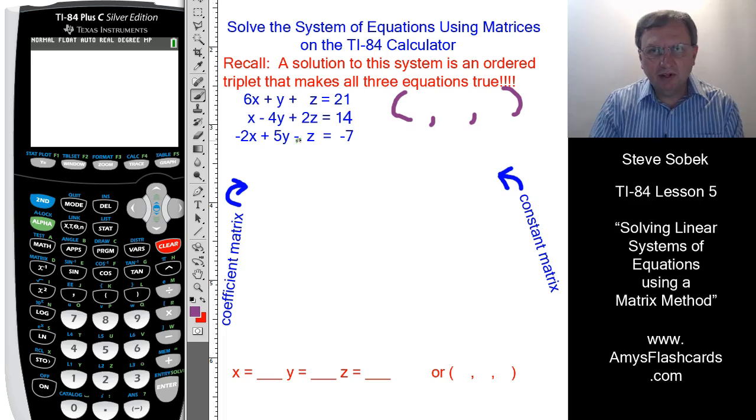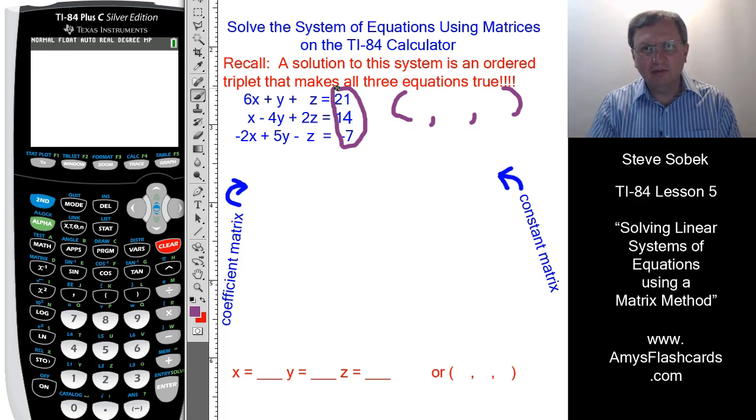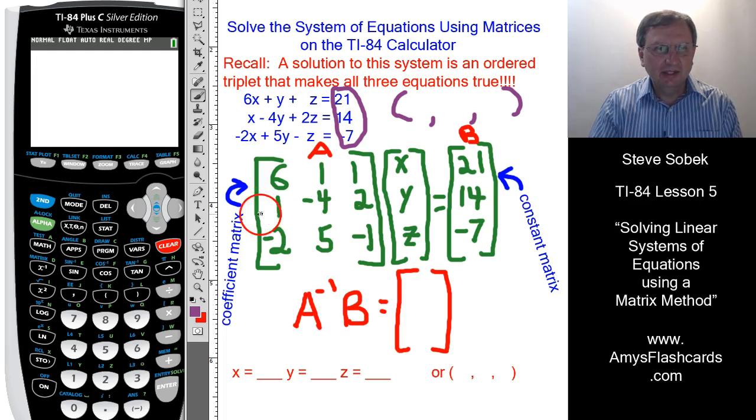All right, what would be your constant matrix? Were you thinking 21, 14, negative 7? Of course you were. Good job. Maybe that's the hard part of what you need to know. Let me make that all visible there. Matrix A, the coefficients. Matrix B, just these constants on the right. We have to define those on the calculator and take A inverse times B, and that will produce our answer. These 3 numbers will be the values of x, y, and then z.